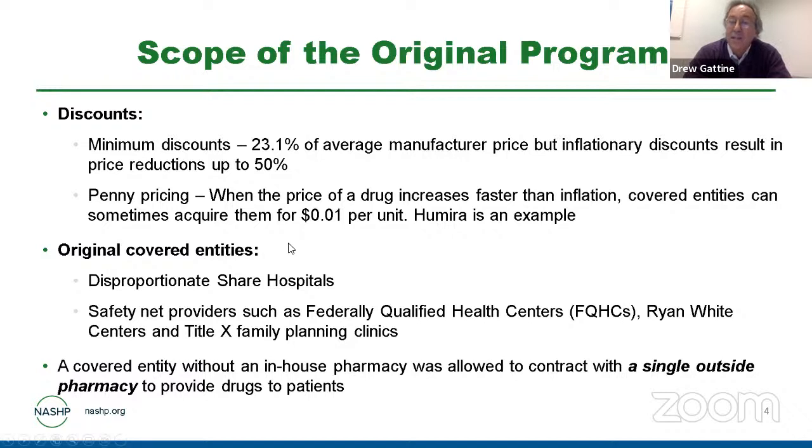Originally, the scope of covered entities that were allowed to participate were narrower than they are today. They consisted of disproportionate share hospitals and a universe of safety net providers like FQHCs, Ryan White Centers, Title X planning clinics. And the original program basically said that if you had an in-house pharmacy, you had to utilize the in-house pharmacy to distribute the drugs under the program. If you didn't have an in-house pharmacy, you could contract with a single outside pharmacy to provide drugs to patients. And again, there have been significant changes around that we'll talk about in a second.